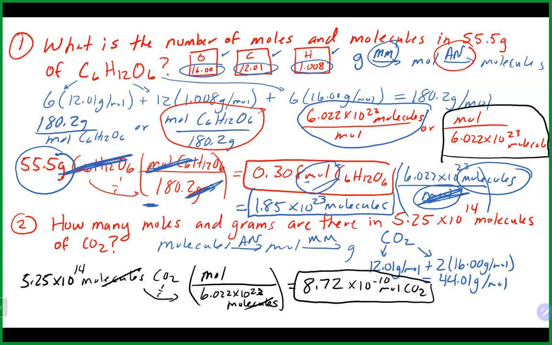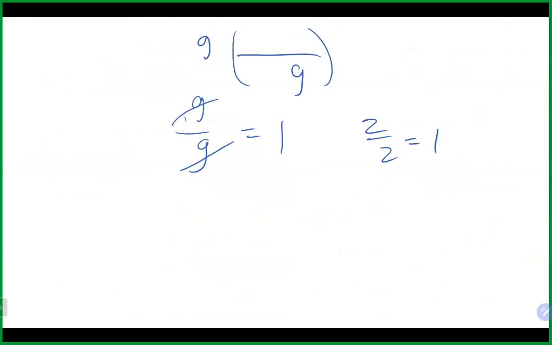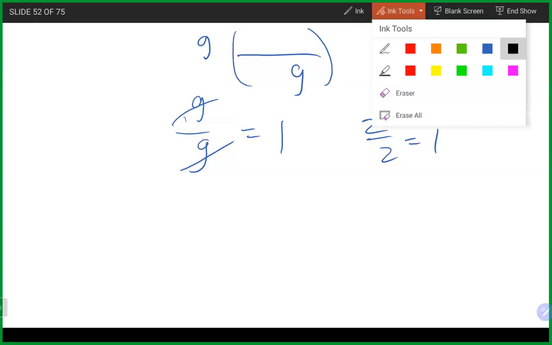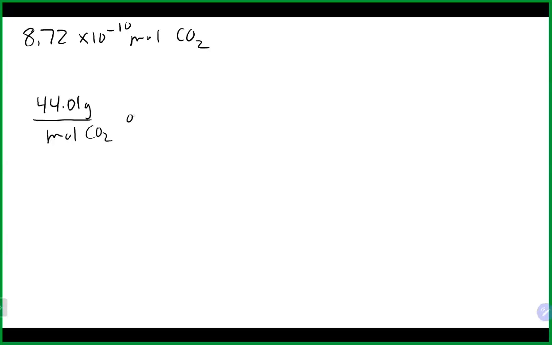All right, so to continue on here, maybe it's a fresh page. I'll get rid of all my scribble here. All right, so we're sitting right now with 8.72 times 10 to the minus 10 moles of CO2. Earlier, we calculated the molar mass of CO2, which is basically 44.01 grams per mole of CO2, or a mole of CO2 is 44.01 grams.